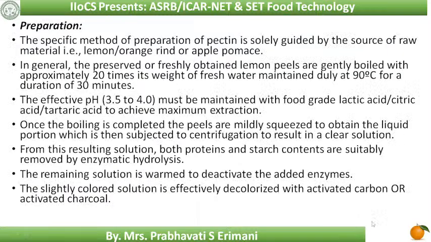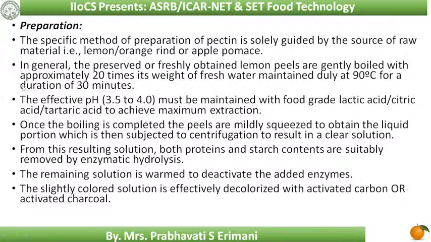Okay, so now we will understand the preparation of this pectin. The specific method of preparation of pectin is guided by the source of the raw material. Based on what raw material we take, the preparation method will vary, maybe lemon, orange rind or apple pomace. In general, the preserved or freshly obtained lemon peels are gently boiled with approximately 20 times their weight of fresh water. For example, if we are taking 1 gram of rind, we have to take 20 grams of water.